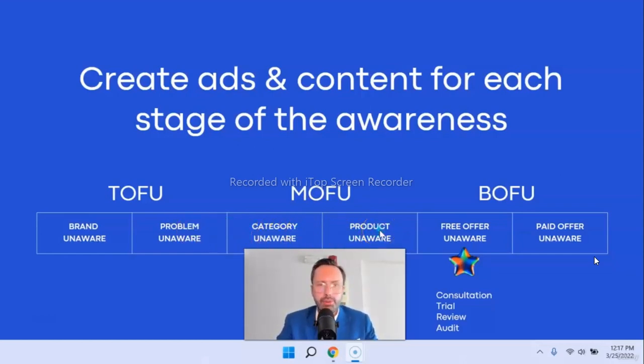Now we're getting into what most people understand, which is being product unaware. Do people understand your use cases, your jobs to be done, your features, your benefits? Are they convinced you're better than the competition? Are they convinced that you can solve their problem better than the competitors can?